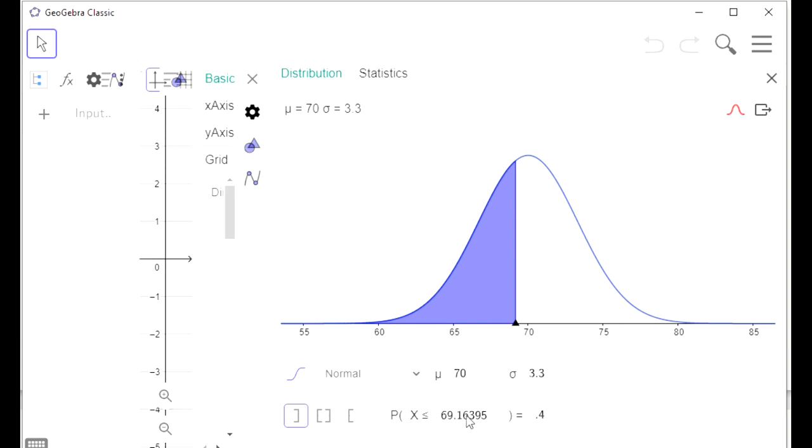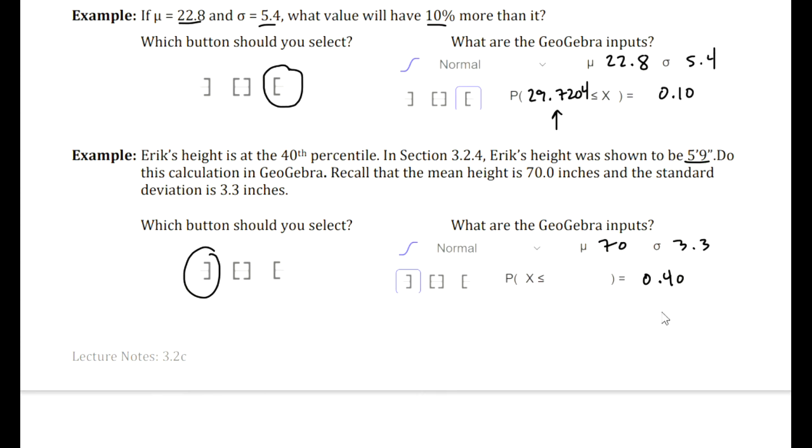And sure enough, we see Eric's height popping in right here at 69.164 inches. So we need to show that that's 5'9". So if we divide 69.164 by 12, that's going to be 5.76. So the 5 feet, and then we have 0.76 feet. So we're going to multiply that by 12 inches to get a number of inches, and that will be 9 inches. So we see the 5 foot, 9 inches, which is what we showed it to be in section 3.2.4.